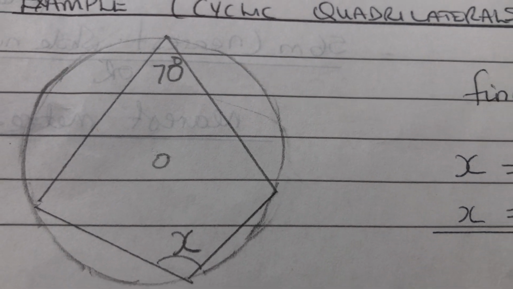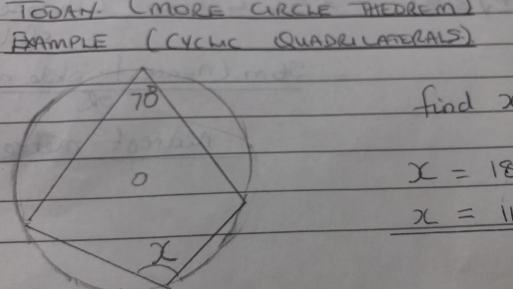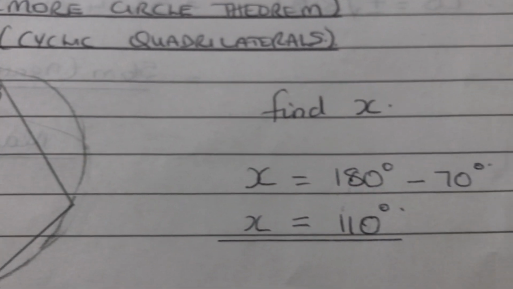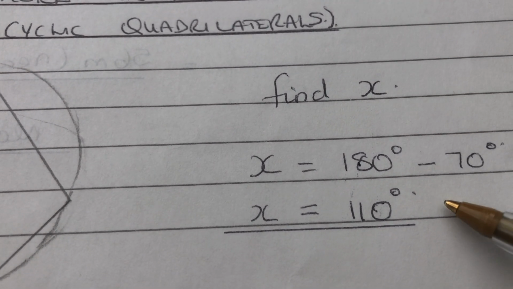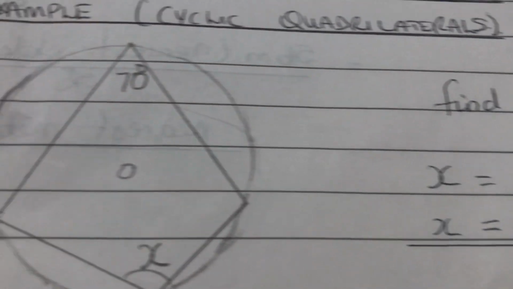Okay. So now 180 minus 70 will give you 110. So that's x.